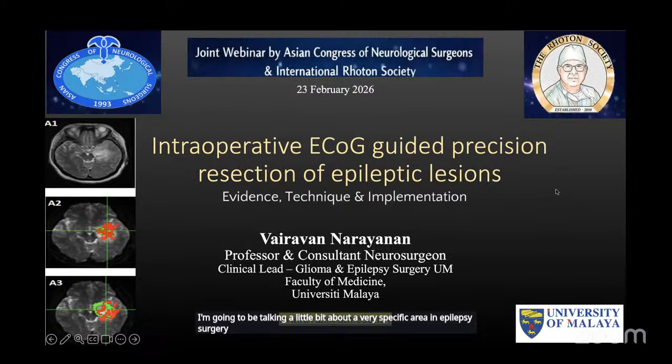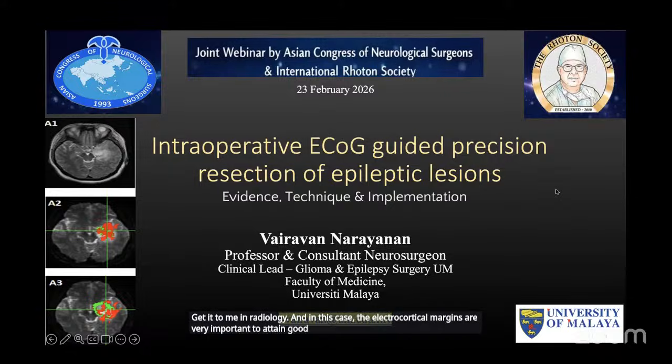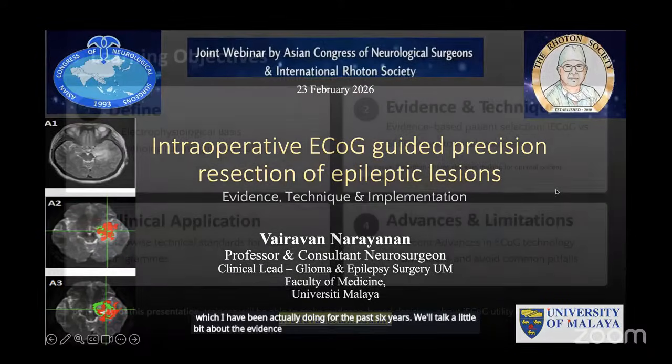This is basically intraoperative electrocorticography guided precision resection of epileptic lesions, primarily because epileptic lesions are electrocortical lesions, and their boundaries are not necessarily defined purely by anatomy and radiology. In this case, the electrocortical margins are very important to attain good outcomes. So I'll be talking about this technique, which I've been doing for the past 6 years. We'll talk a little bit about the evidence, technique, and implementation.